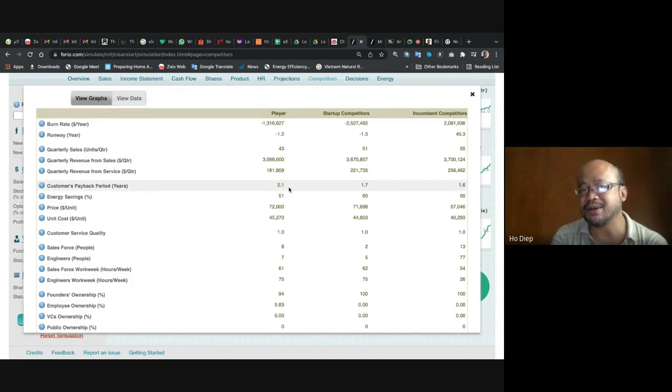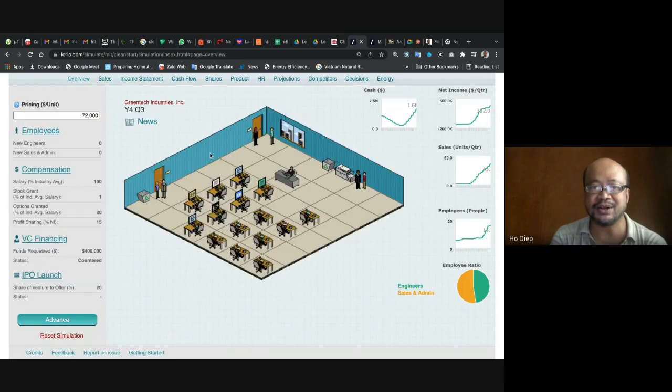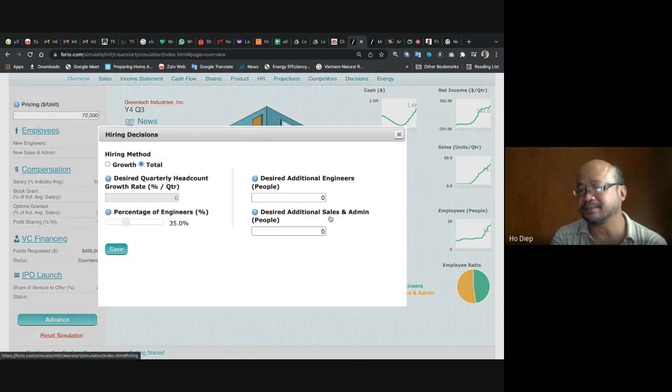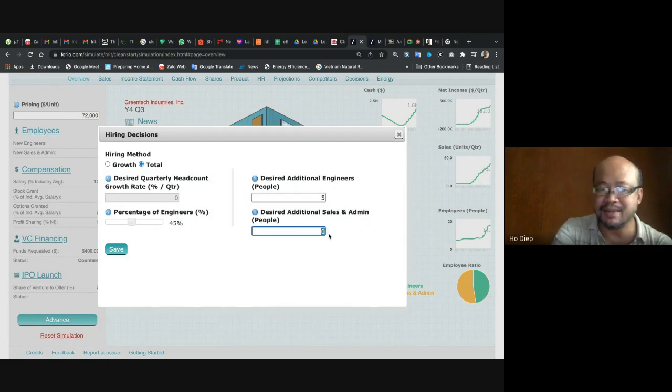We are catching up. Before it was 2.2 and 1.8. Now it's 2.1 and 1.7. So we're slowly decreasing our payback period, but our competitors are decreasing their payback period faster than us. So we need to focus on R&D to improve that situation. So let's hire more employees. Maybe 5 more engineers to improve our technology, and maybe 5 more sales staff. And we want to grow fast.